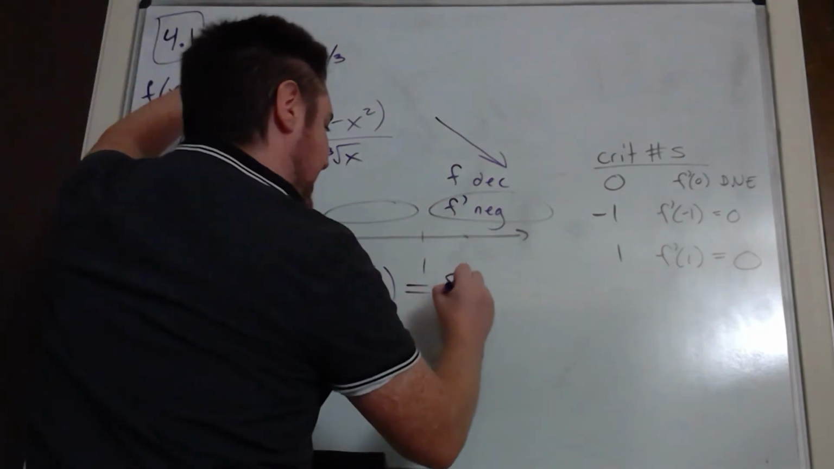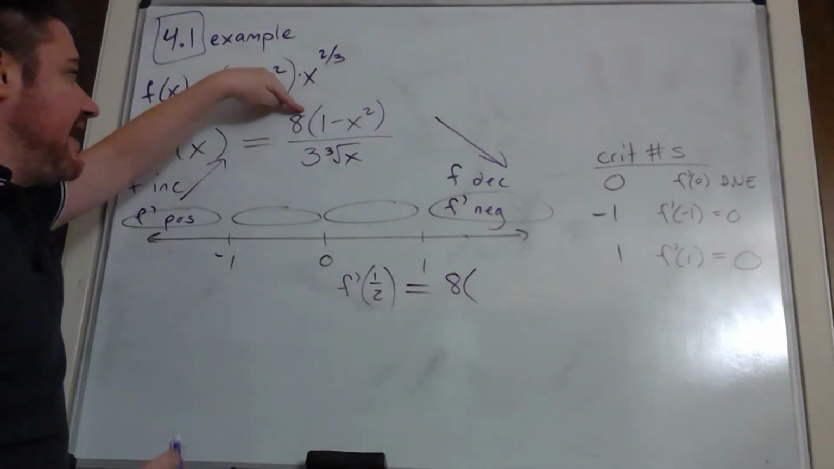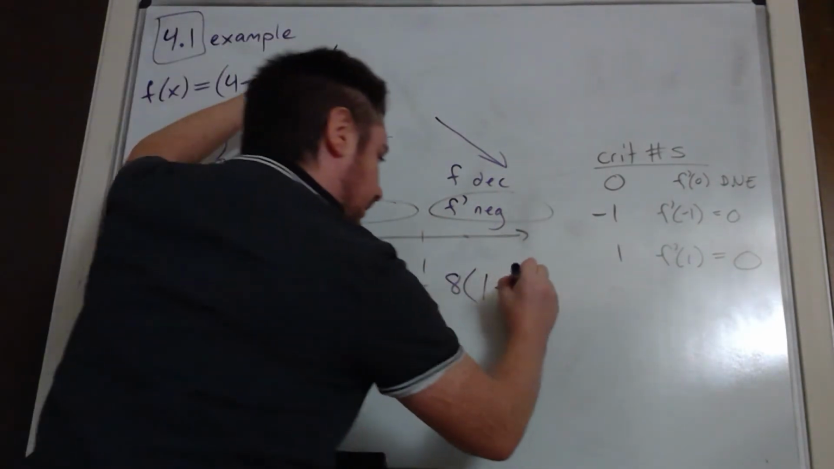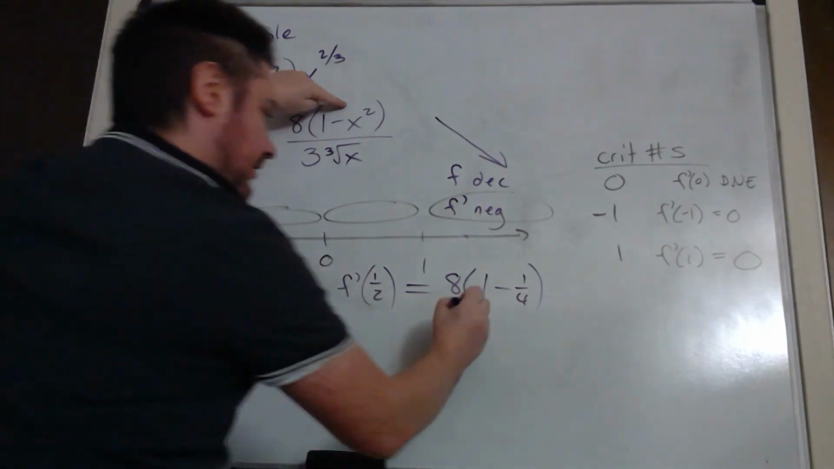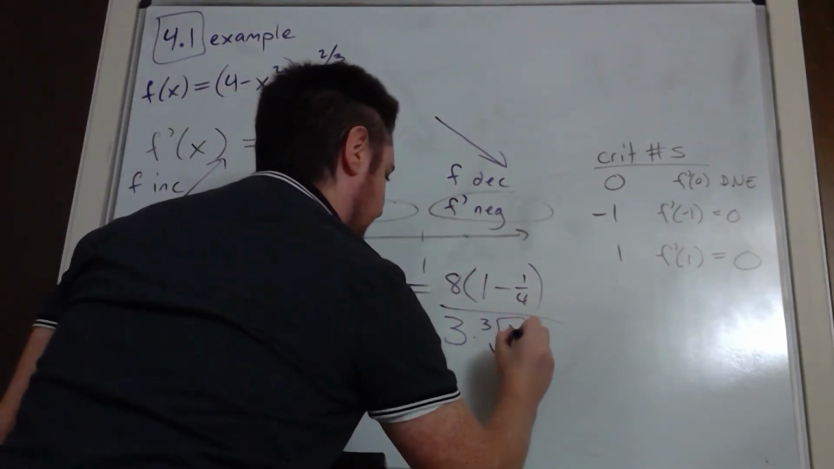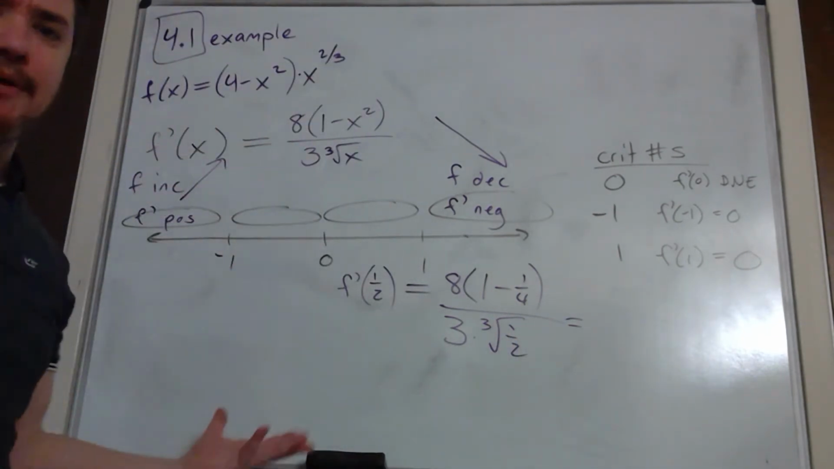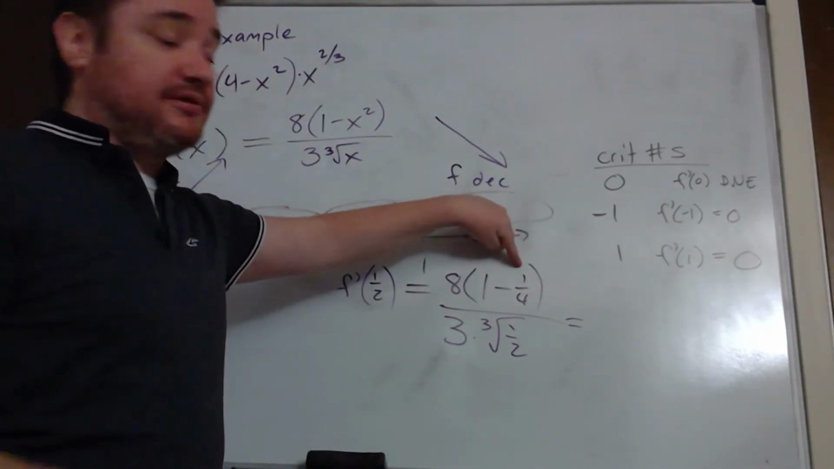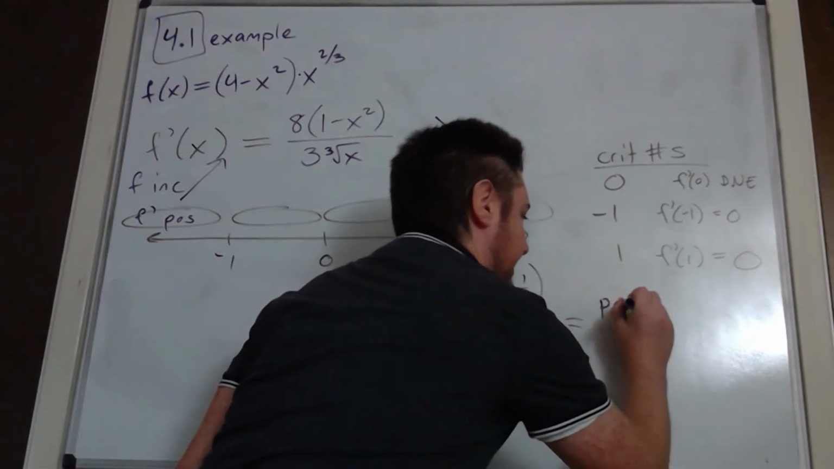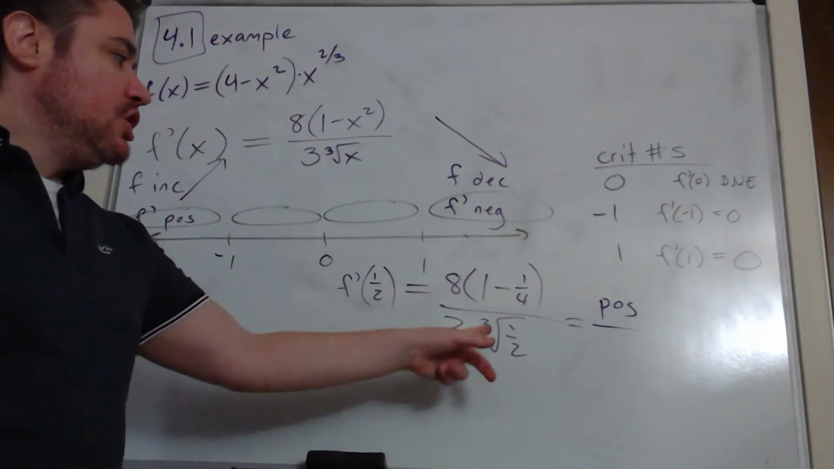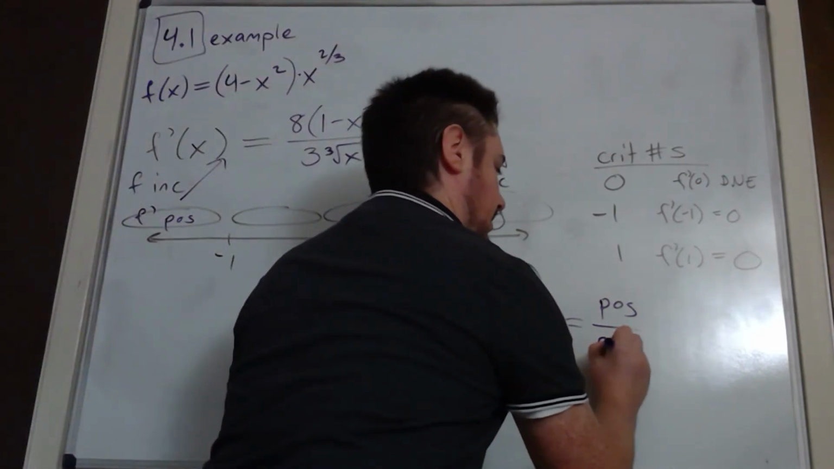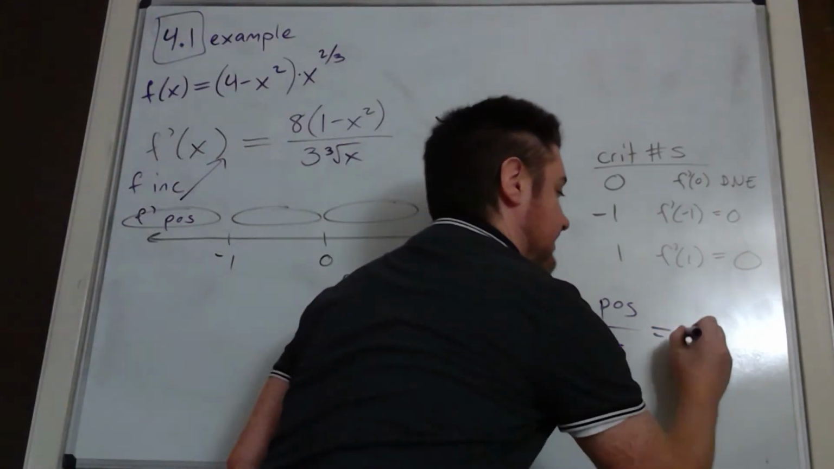So here we've got 8, and again, all I care about is positive or negative. I don't care about the value. So then I've got 1 minus 1/2 squared is 1/4. So 1 minus 1/4. And then that's over 3 times the cube root of 1/2. Okay, so let me just kind of talk my way through this result. 1 minus 1/4 is 3/4, which is positive. And then positive 3/4 times 8 is positive. So I have a positive numerator. Cube root of a positive number is positive times positive 3 is still positive. And positive divided by positive is positive.